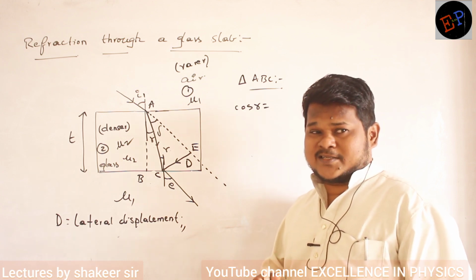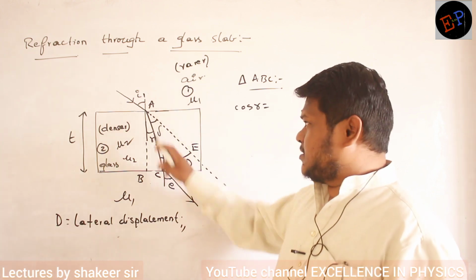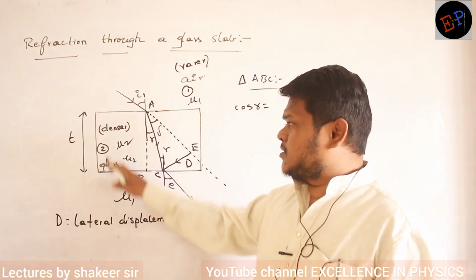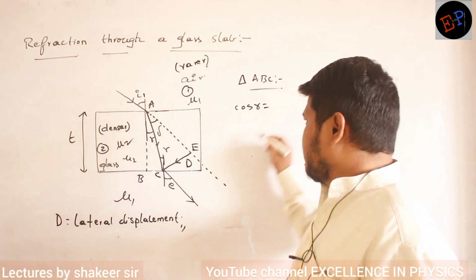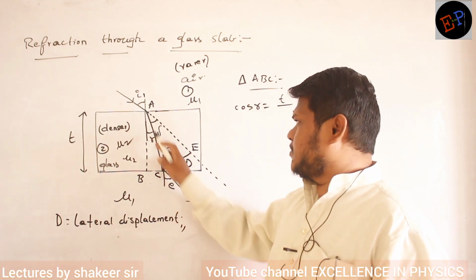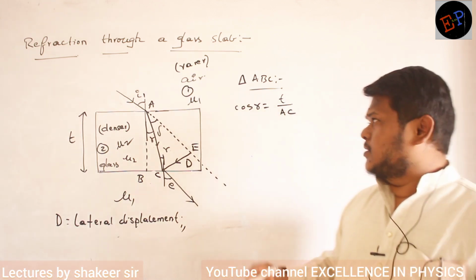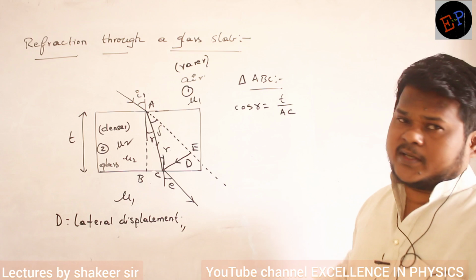Cos theta formula, adjacent divided by hypotenuse. Which is the adjacent side here? Adjacent side is AB, no? AB is nothing but the thickness of the glass slab. So thickness of the glass slab divided by hypotenuse. Hypotenuse is nothing but AC. So write AC. Are you able to understand how we are writing this? So cos R is equal to T divided by AC.